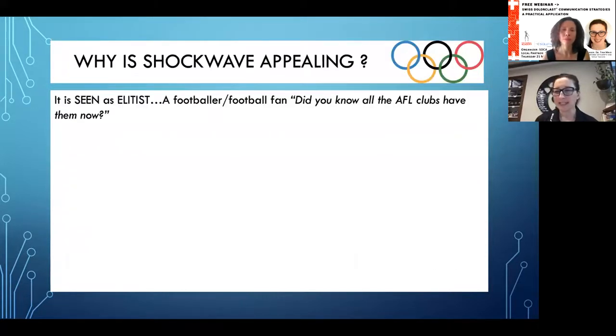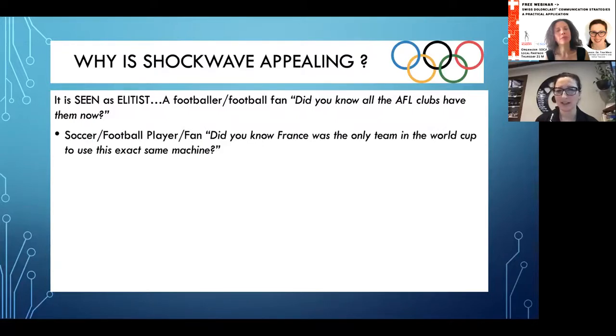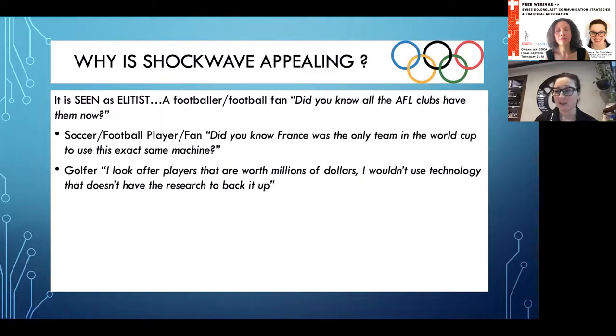Why is shockwave appealing to people? It's seen as elitist. So when you tell people that it's used in the Olympics, it's now part of every Olympic Games, obviously not this year, but if they're a football fan, you can say things like, did you know all the AFL clubs have them now? Which they never used to. If they're a soccer fan, did you know France was the only team in the World Cup to use the exact same machine? If they're a golfer, I say things like, I look after players that are worth millions of dollars. I wouldn't use technology that doesn't have research to back it up. And I'm not lying when I say that often. And I do see a lot of golfers.